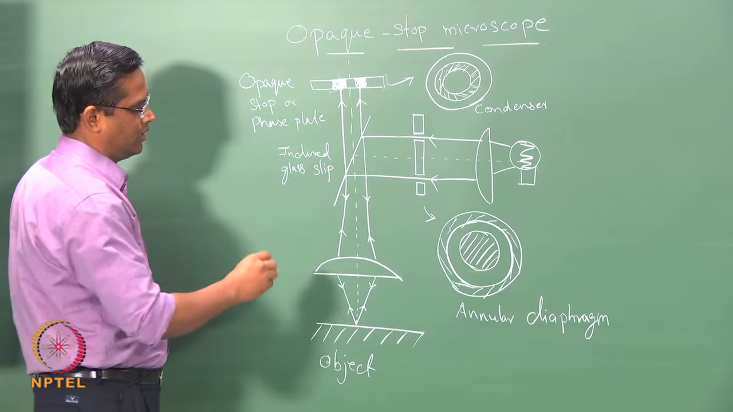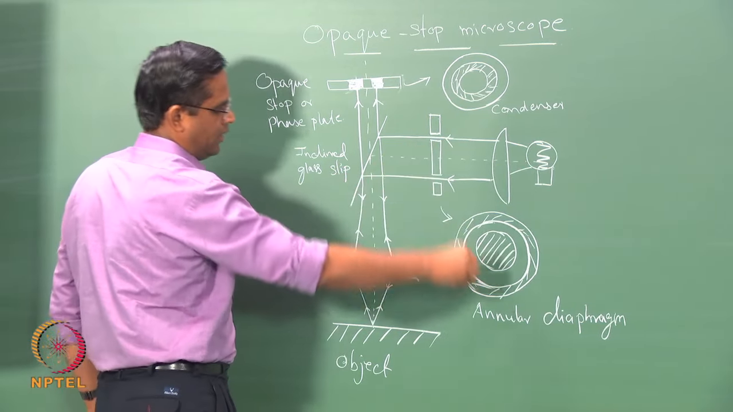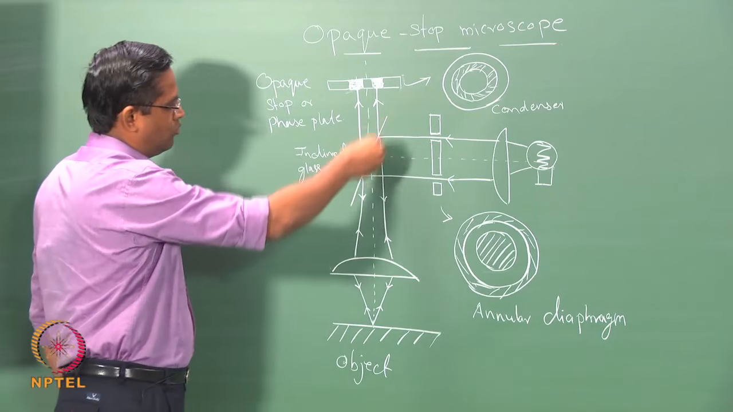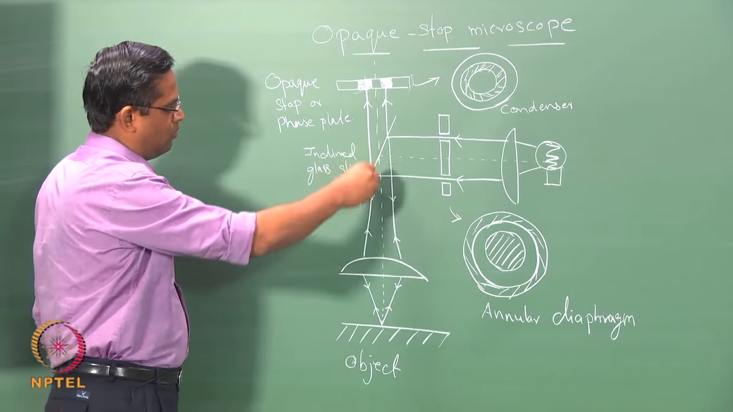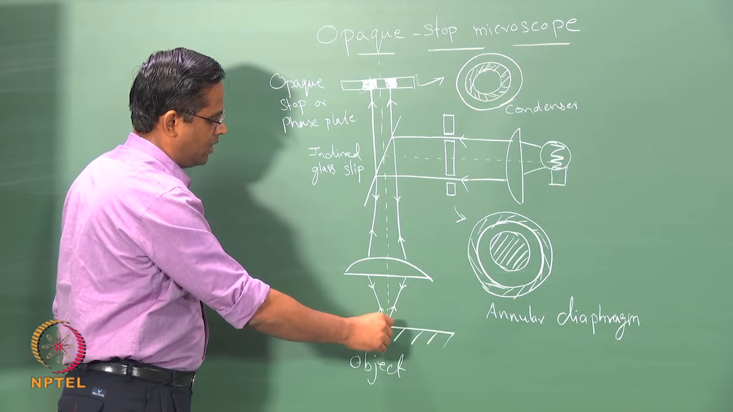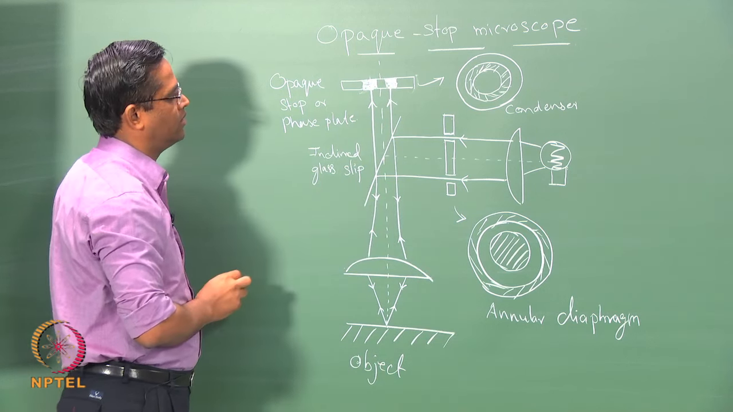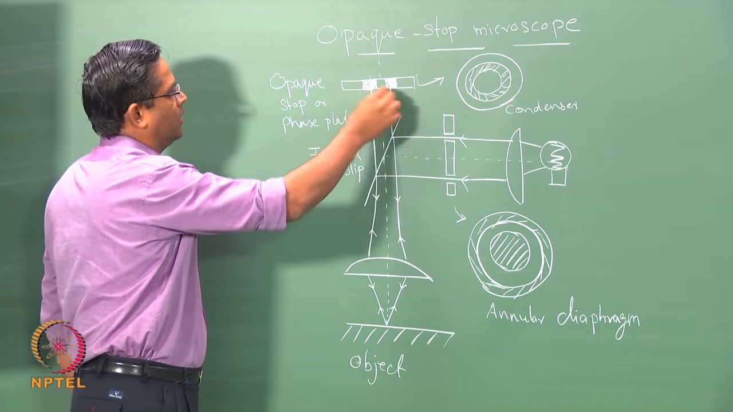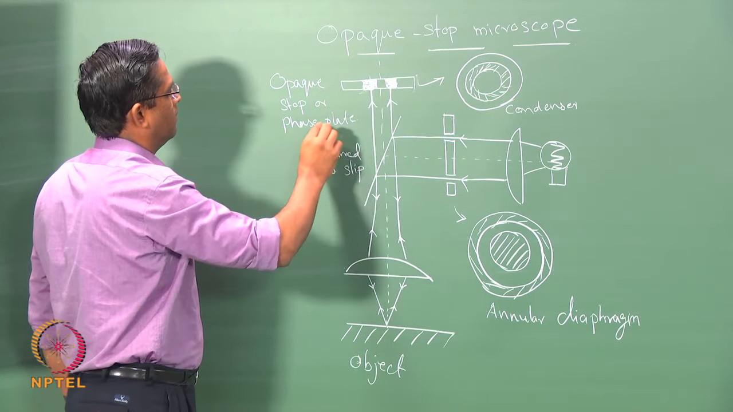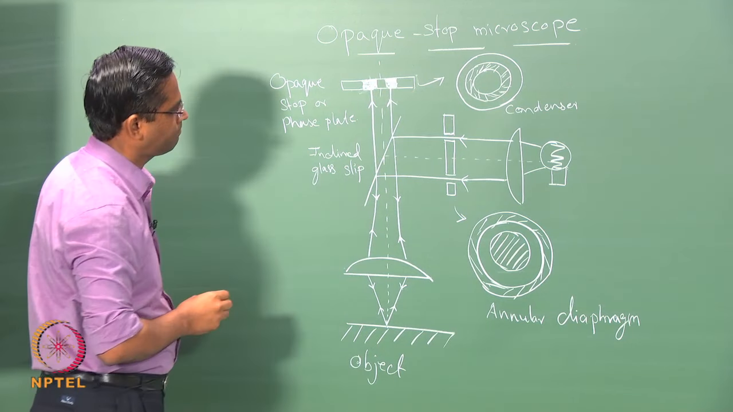Let me describe it once again. When the light passes through the annular diaphragm, only the cone of light is allowed to pass through the microscope, and then it is reflected onto the specimen, and then it comes back, and before it enters the eyepiece setup, it is stopped by a phase plate or opaque stop.